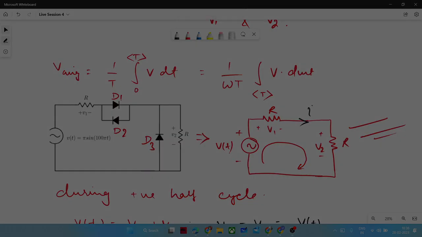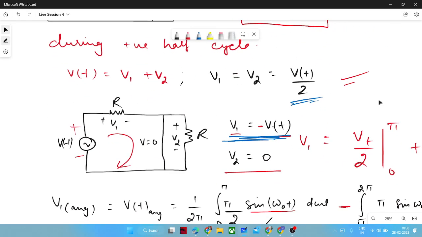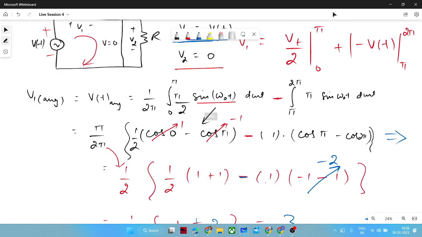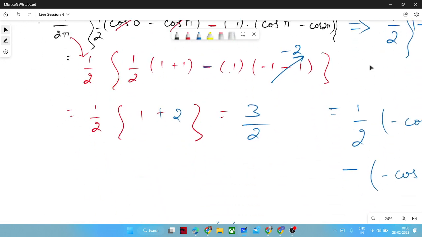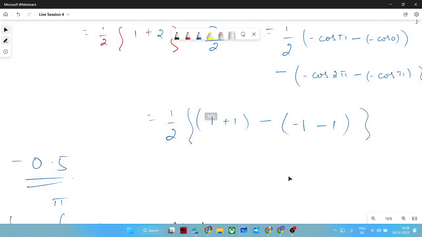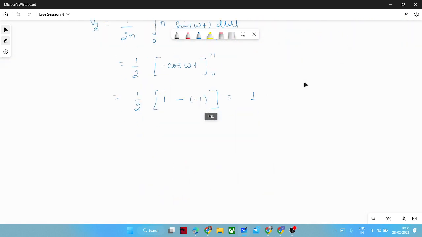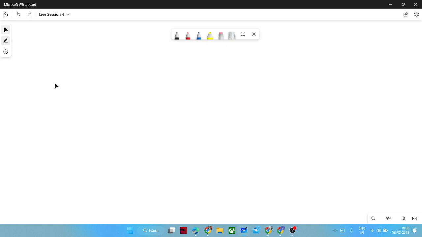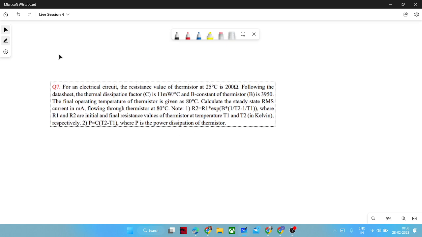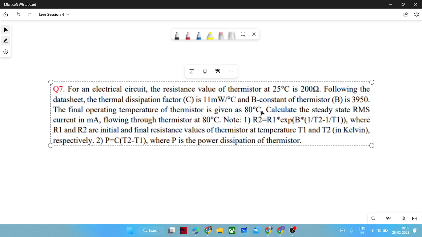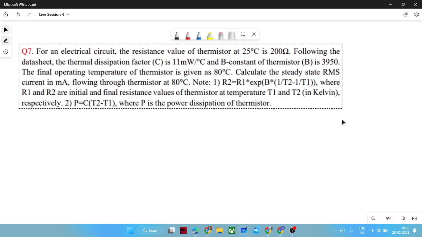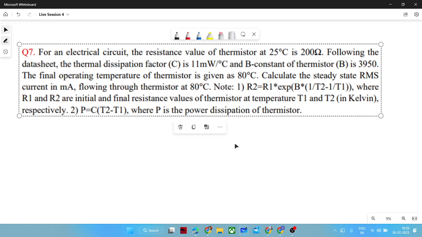Right. So what are the properties of a thermistor? Can anyone recall from the lectures? And why do we use a thermistor first? This should be the first question. Anybody, why should we use a thermistor? What are the uses of a thermistor, particularly in power electronics converters?